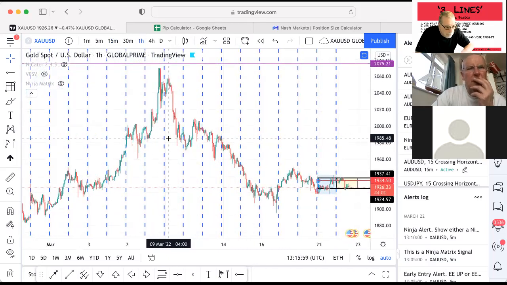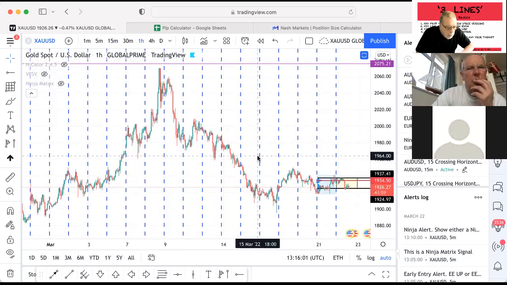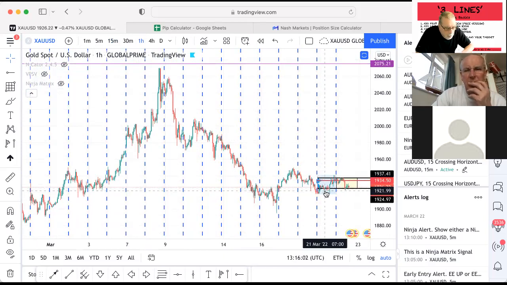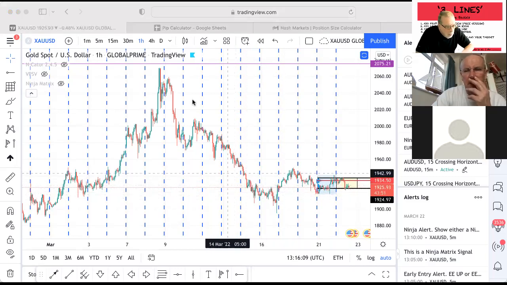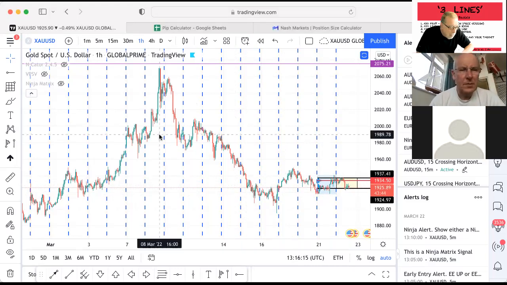And we've just got one volume profile here. I'll put others on in a second so you can have a look at that. But we had a peak, and this was the 8th of March, so that's 2 weeks ago today.